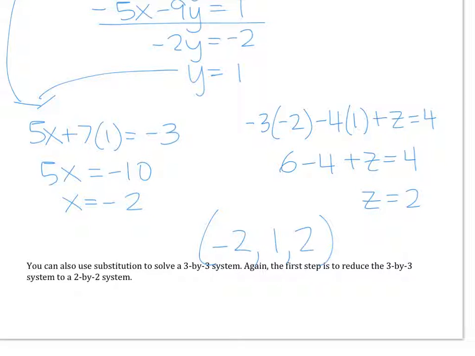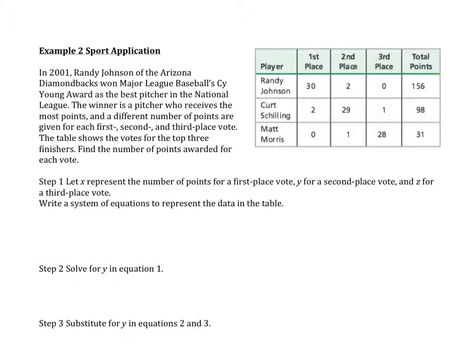Okay, you could also use substitution to solve a 3 by 3 system. Again, you need to do the same thing. You need to reduce the 3 by 3 system to a 2 by 2 system. And we're going to look at applications. Here's a nice sports application. Pretty much all you're going to do is create your X, Y, Z variables and write a system.